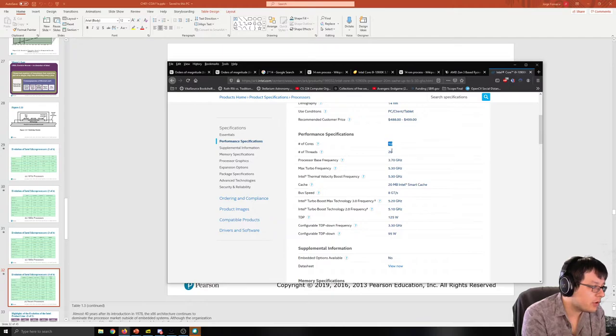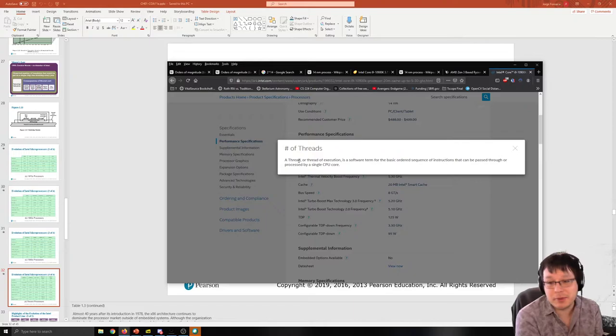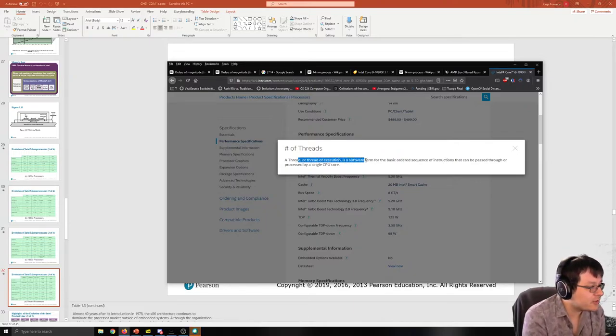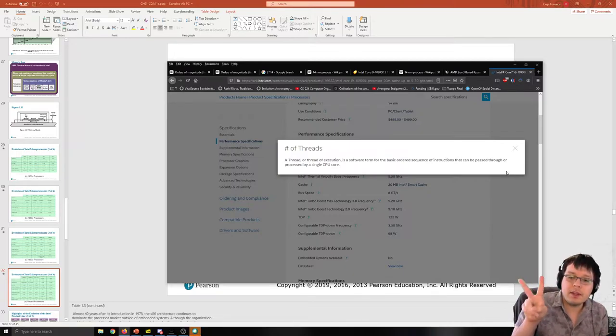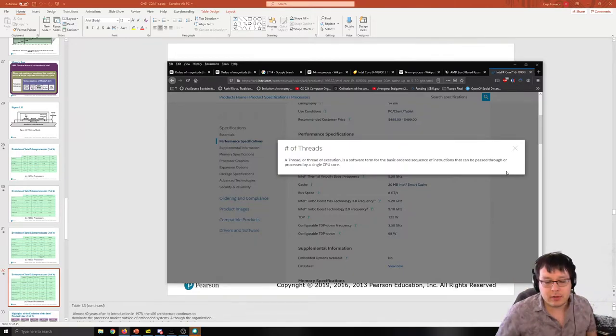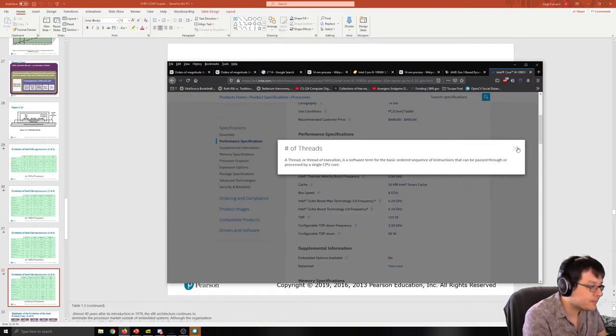So we got 10 cores and number of threads. You can see that each core has 2 threads. You can put a little question mark here and it tells you even what it is. A thread, or thread of execution, is a software term for the basic ordered sequence of instructions. So basically, you can feed in 2 completely separate chains. So this will have 2 pipelines of instructions within the same core.